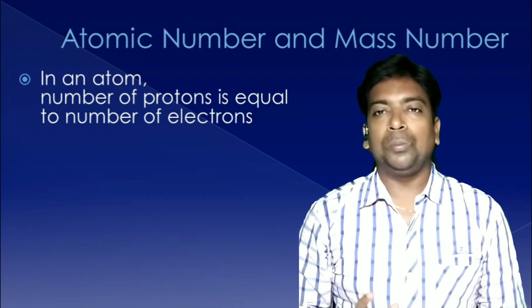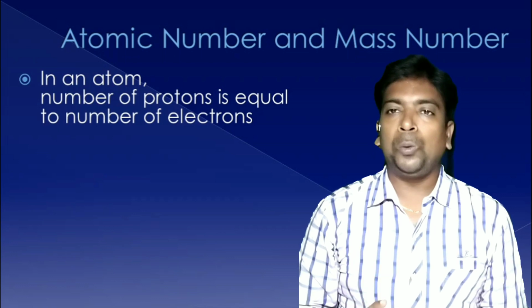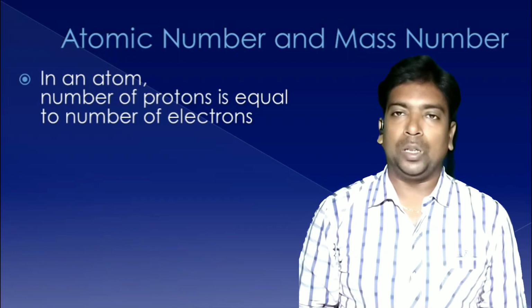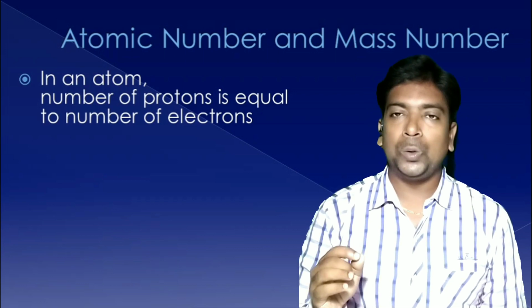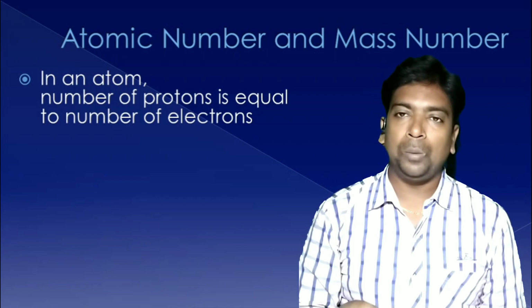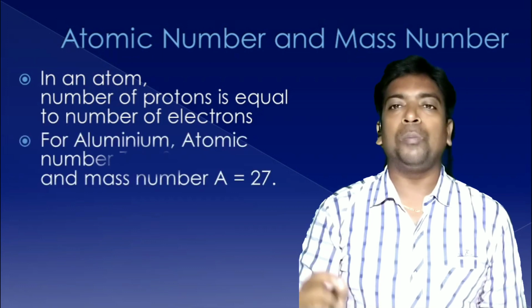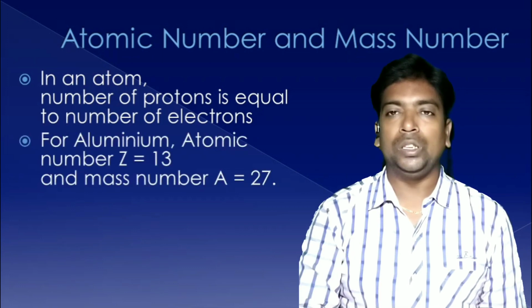In any atom, the number of protons is equal to the number of electrons. Suppose the atomic number of hydrogen is 1, that means it contains 1 proton, and an equal number of electrons, that is, 1 electron is also present.